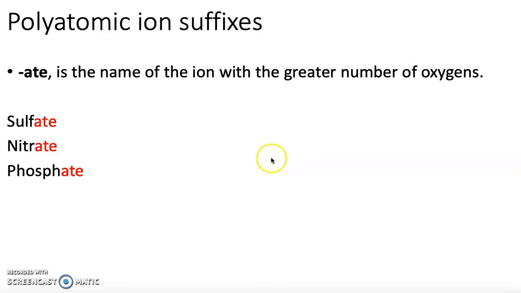Now, there are polyatomic ions in your textbook. The ones that have the ATE in it is the name of the ion with the greater number of oxygens. So we have, for example, sulfate, nitrate, phosphate. Sulfate is SO4, nitrate is NO3, phosphate is PO4. Now they're in parentheses. Outside the parentheses are these charge numbers. You cannot find these charge numbers on the periodic table. These charges are basically developed from the bonding and the electron sharing and how many electrons are left over, for example, if you do a Lewis dot structure.